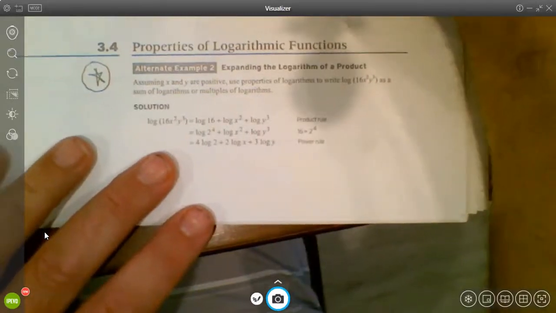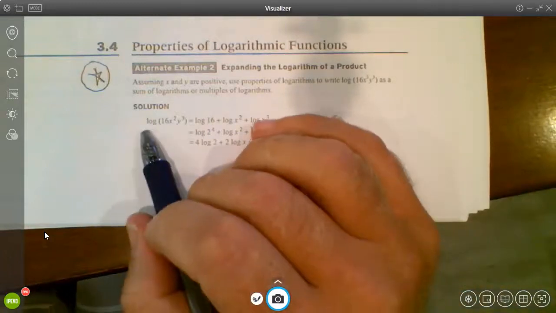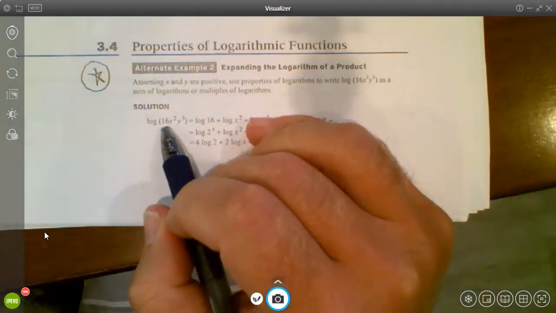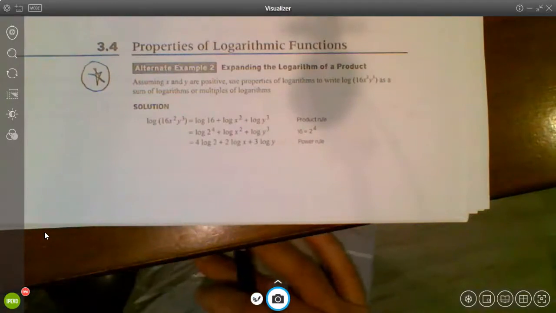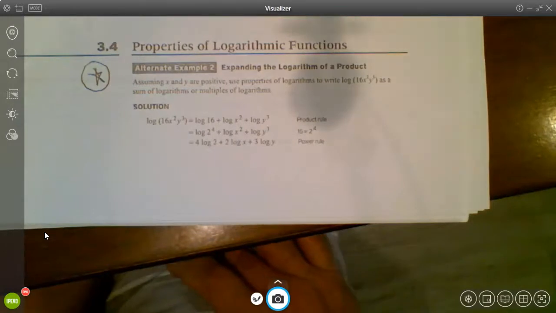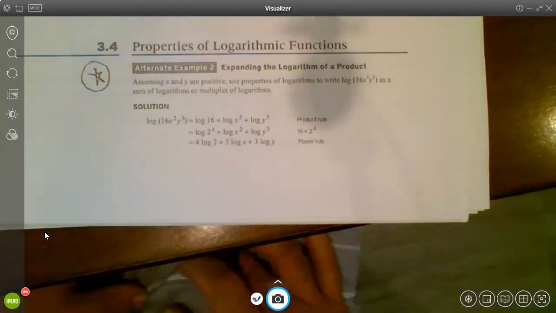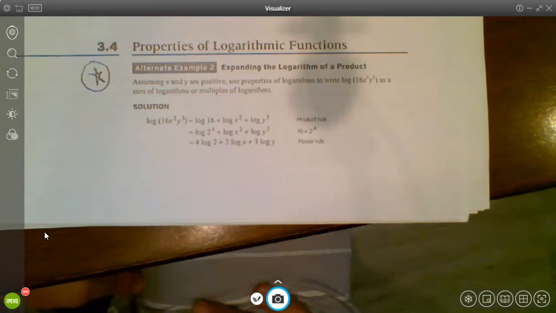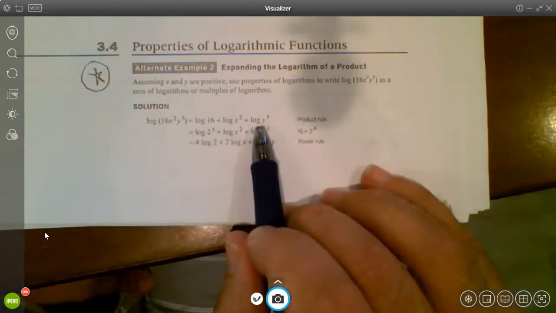So here was one that was done for us. They took the log of 16 times x squared times y to the third, and we're just applying any of those rules that can apply. This one comes with two rules. Because we have multiplication going on, 16 times x squared times y to the third, we can separate all three of those items with plus signs into separate logs. That's what you're seeing in the first line. We're using that product rule.